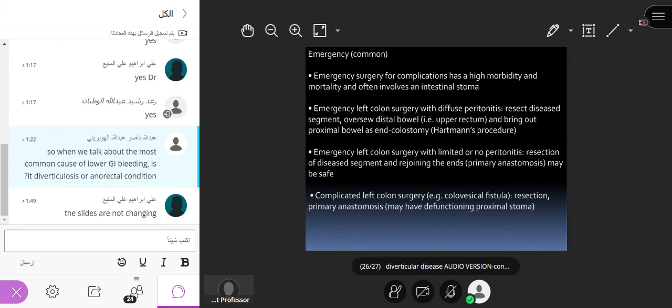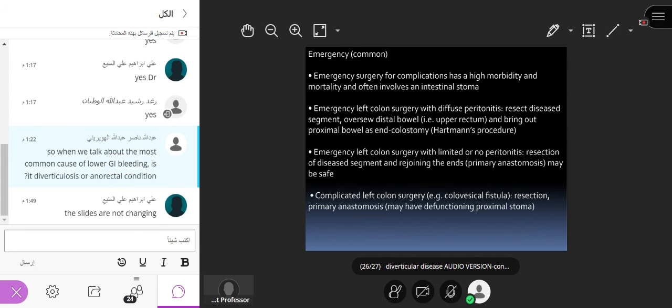This is the emergency situation which I have discussed. Emergency surgery for complications has a high morbidity and mortality, and often involves an intestinal stoma. Intestinal stoma means colostomy. In emergency left colon surgery with diffuse peritonitis, you resect the diseased segment, oversew the distal bowel, meaning close the distal bowel, that is the upper rectum, and bring out the proximal bowel as an end colostomy. This is the Hartmann procedure. So the descending colon becomes an end colostomy, and the rectum, the distal part, is closed by oversewing, and in this way one stage is completed.